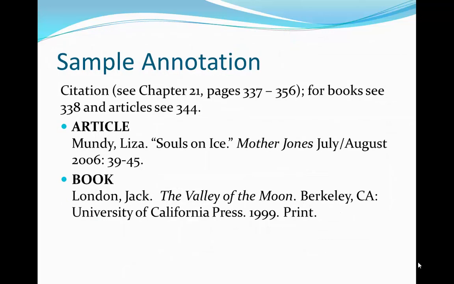So let's look at a sample annotation. To begin with, you can look in chapter 21 of the Bedford Researcher. That's where you're going to find details on how to cite whatever type of source you come across. For books, there's a great diagram on breaking down a citation on page 338, and for articles, there's a great diagram on page 344. But that entire section from 337 to 356, it's all about the different sources and how to cite them. So here's an example of how to cite an article. Last name first, then first name.